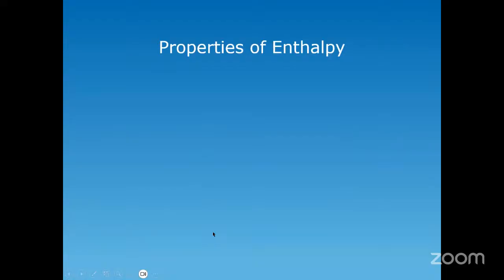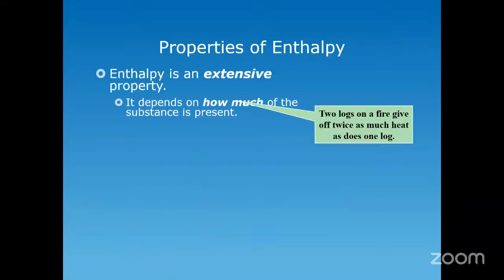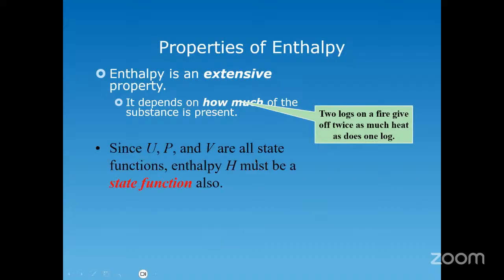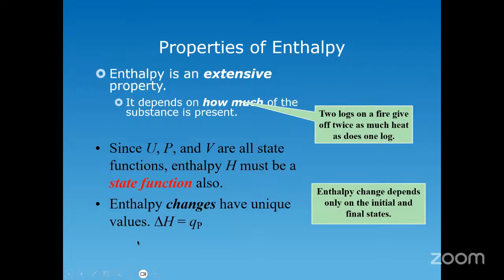let's move on now to a more in-depth discussion of this term enthalpy. Enthalpy, for one, is an extensive property. What does that mean? It means that it depends on how much of the substances are involved in the particular chemical reaction, right? And also enthalpy is a state function because it depends on other state functions. U, P, and V, the internal energy, pressure, and volume, are all state functions, which means that enthalpy is also a state function. Enthalpy changes have unique values, right?